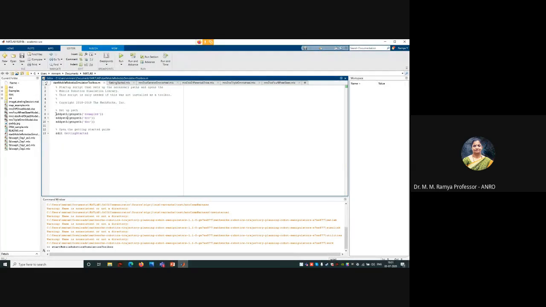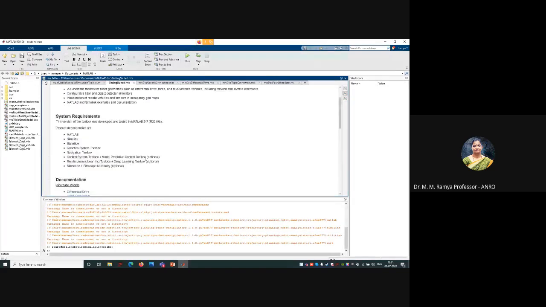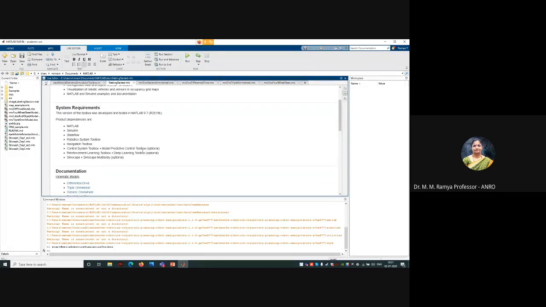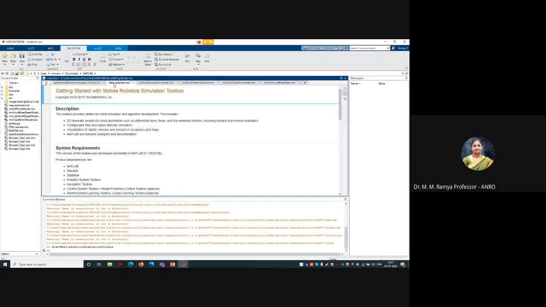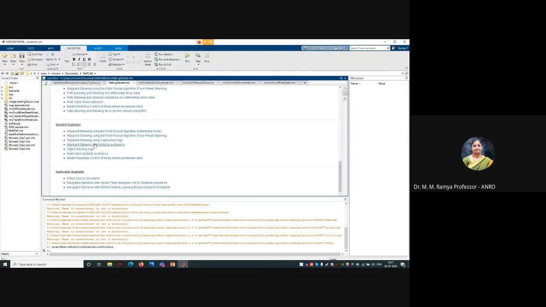Once you run that, it adds all these files that you have inside the examples folder, the source folder, and the documentation folder. All of that is added to your current path. Once it is added, it starts the getting started MLX file. An MLX file is a live script, so that you can execute it one section at a time. Now once I execute, this gets opened. This is my live script. Here, you will see links to all the models that I have.